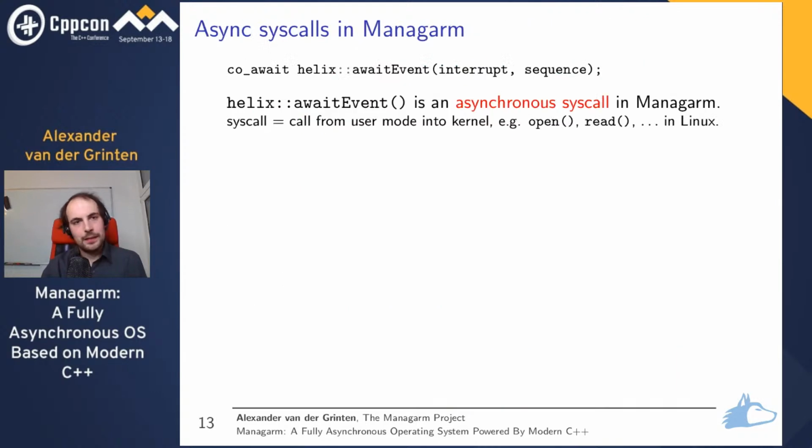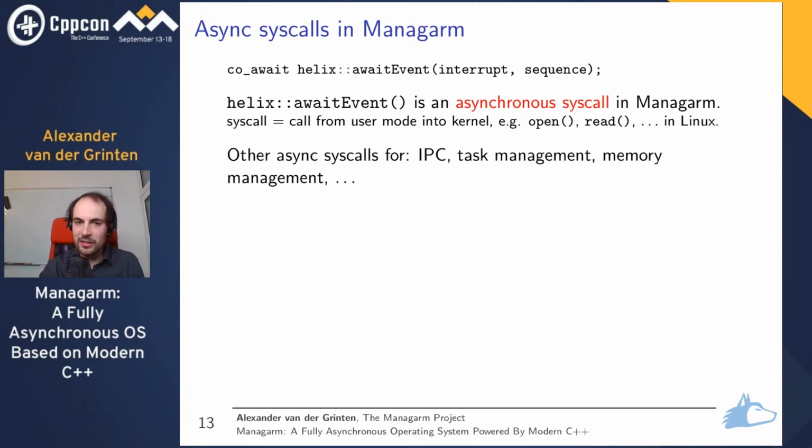Good. Let's continue. And what I'm going to do in the remainder of the talk is look at how these async syscalls actually work. So I said that we have this line, helix await event, and it takes an interrupt. It takes a sequence number, so basically a number of an interrupt that we're looking for, and it waits until the interrupt happens in an asynchronous way. And that's in Managarm an asynchronous syscall. Remember, a syscall is just something like open, read, write in Linux, and in Managarm, syscalls are almost all asynchronous. So how does that work?